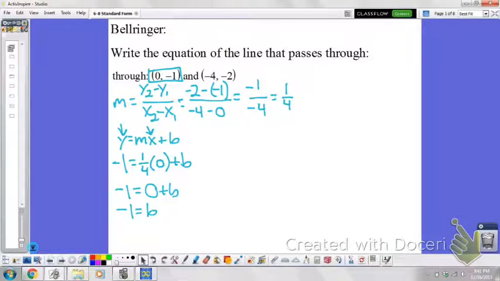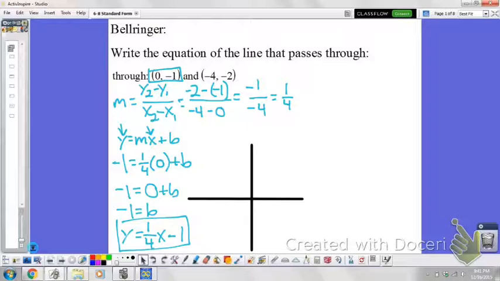Now all I have to do is substitute what I have into y equals mx plus b. So my equation will be y equals 1/4 x minus 1. So there is the equation of my line.